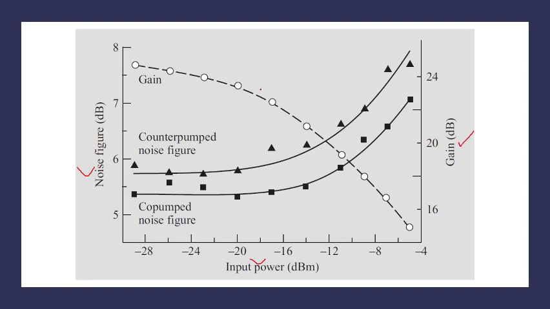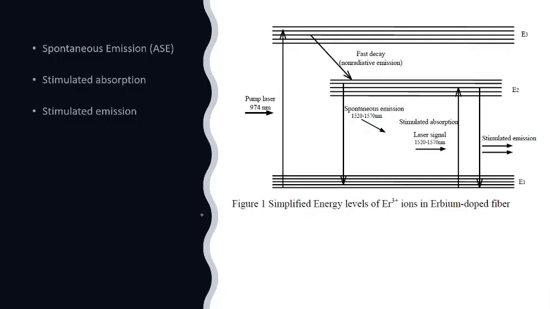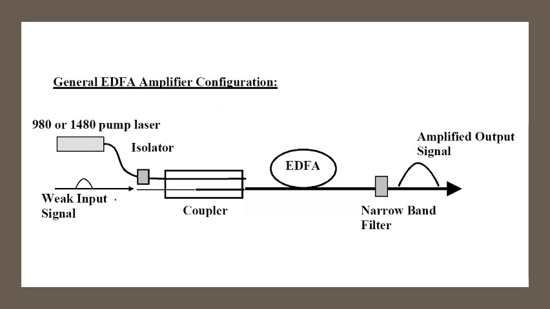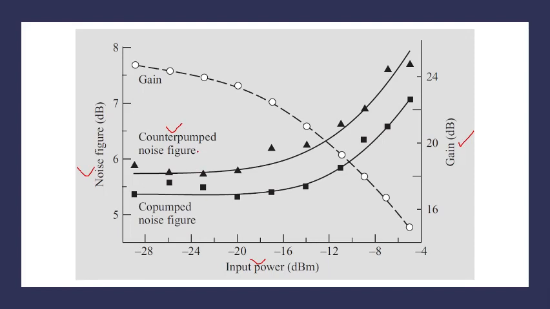So our EDFA can be designed in two types: counter pumped and co-pumped. We can put the direction of the pump laser in reverse. In case of reverse direction, it is known as counter pumped, and the one which we saw earlier is co-pumped, because the laser signal is going from left to right, and our signal, which we want to amplify, is also going from left to right. So moving ahead, there are two types.